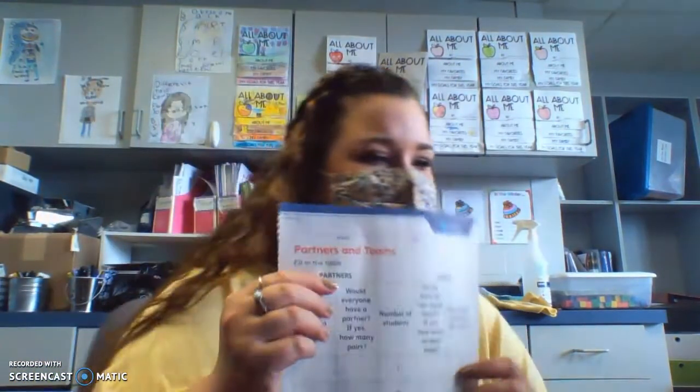And then on the other side of it is another question. And it says, would there be 2 equal teams? If yes, how many on each team? And then it says, how many would be left over? So we are going to do 2 of these examples together, and then you're going to get to finish the rest on your own. Are you ready?